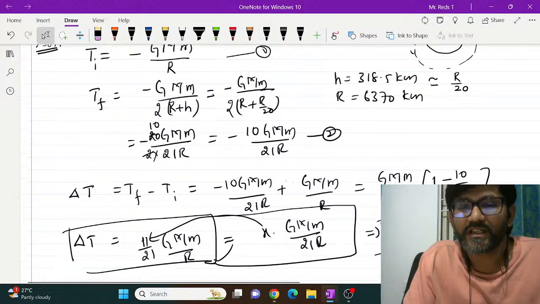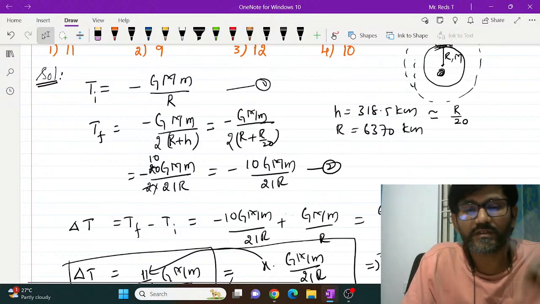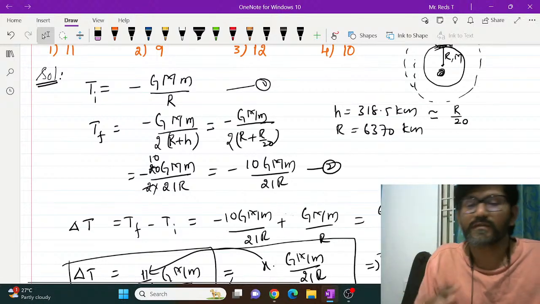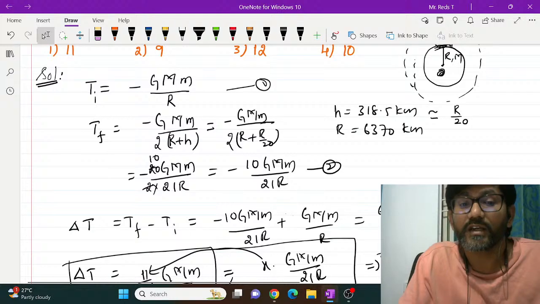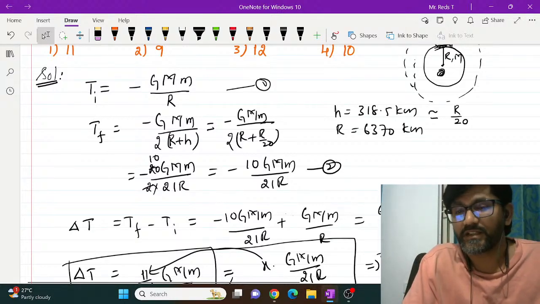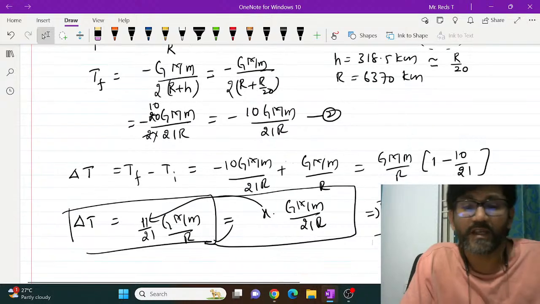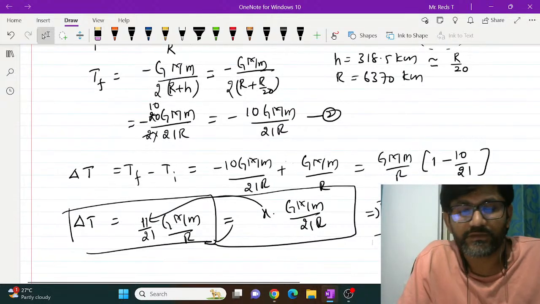So the total mechanical energy of a body when it is in static condition on the surface of earth is minus GMm by R. When it is revolving around the earth, the total mechanical energy of the earth satellite is minus GMm by 2r, where r is the radius of that satellite. Here it is nothing but capital R plus h. That you have to take and simplify the conditions accordingly. That's it. I hope it is clear for you.